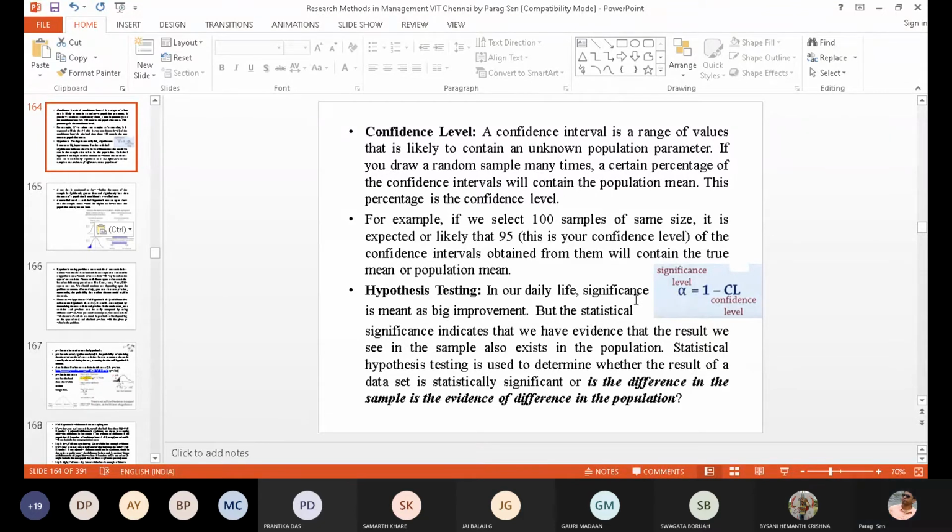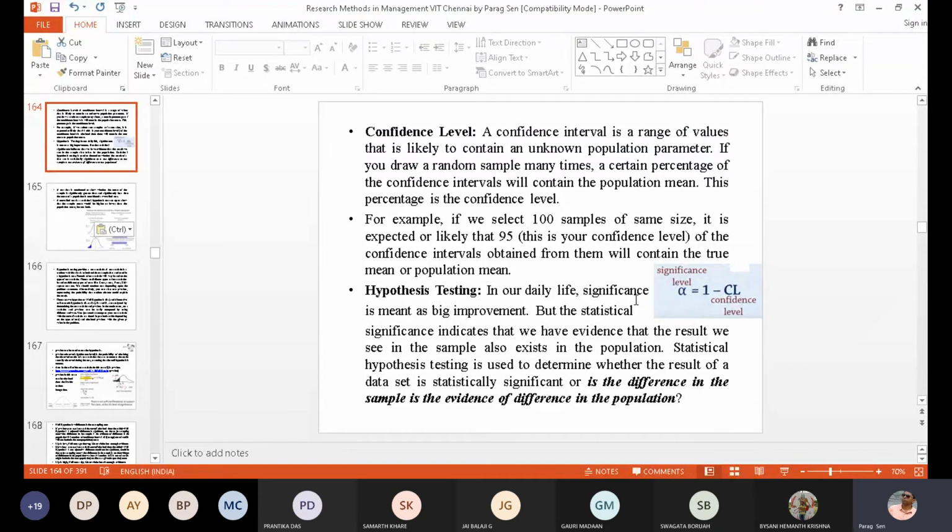I have already told you that in hypothesis testing, the main objective is that you don't have any idea about the population, because while conducting a survey, you will only take the data from the samples. You have no idea about the population.